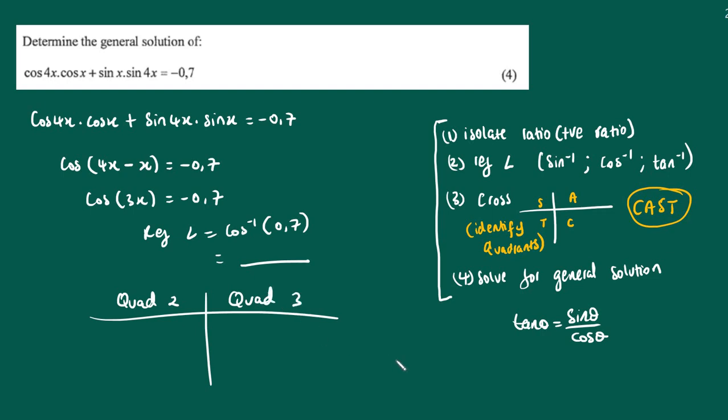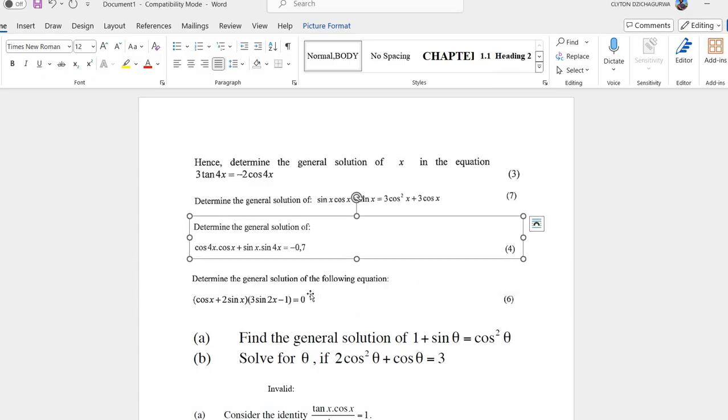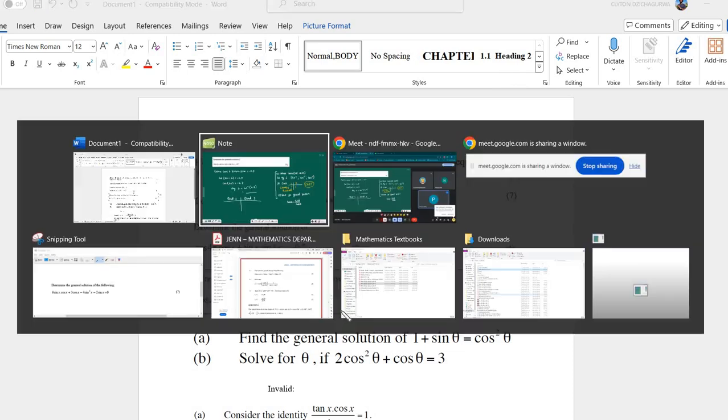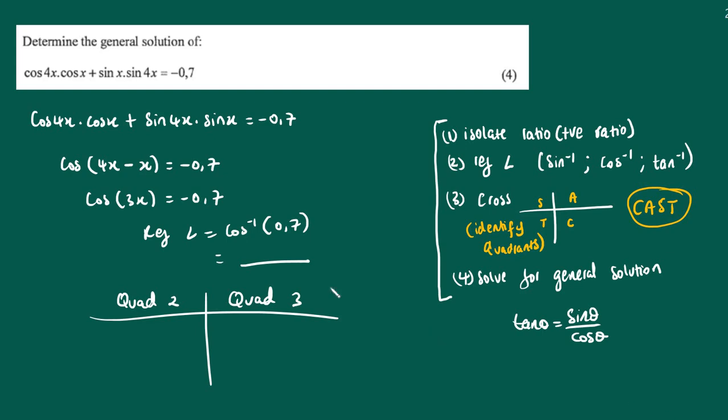Great stuff. Let me look for maybe one that is a bit complicated. Let's check. I think, yeah, let's take this one. 6 marks.